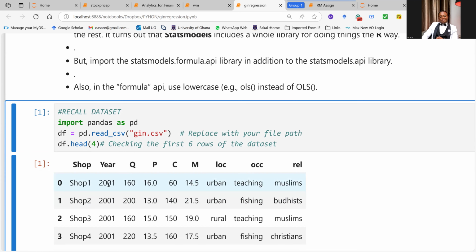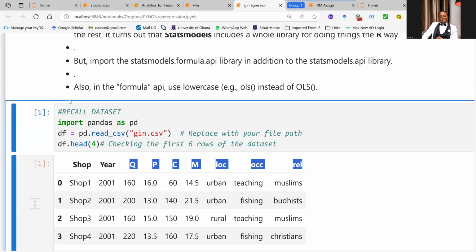So this is a data set where quantity demanded is a function of a series of variables: price, complement price, the average income of the people, the location of the shop, the occupation of the people, and the religion of the people. Keep this in mind. Keep this in mind. Okay.